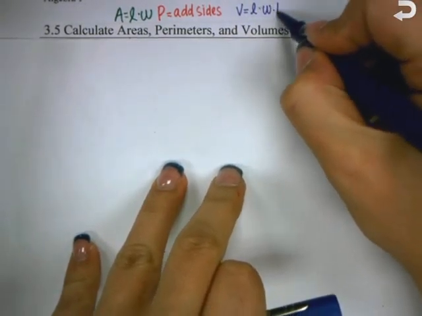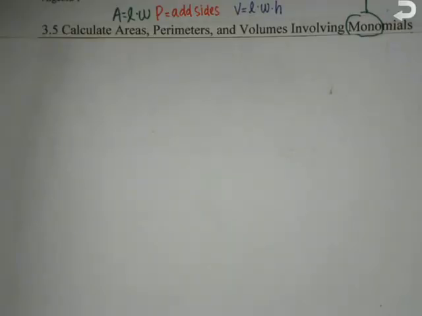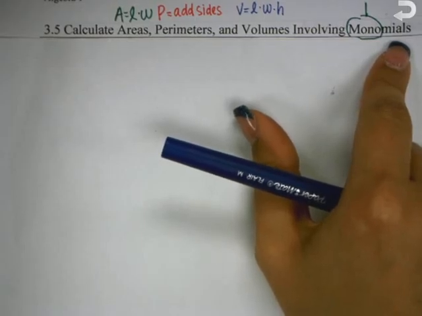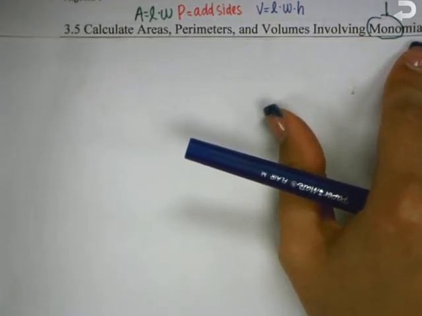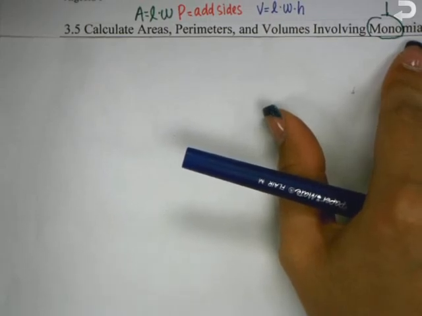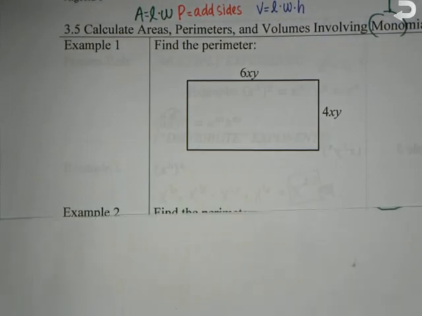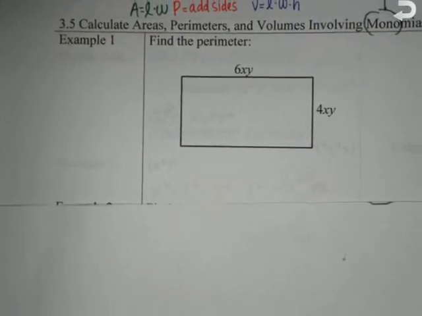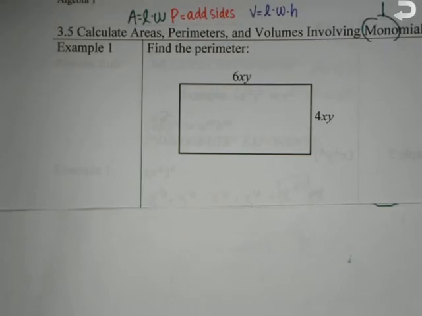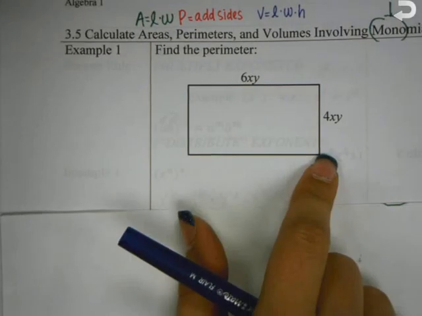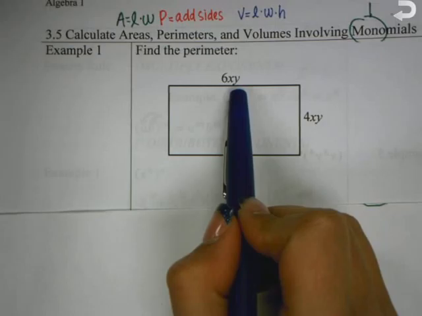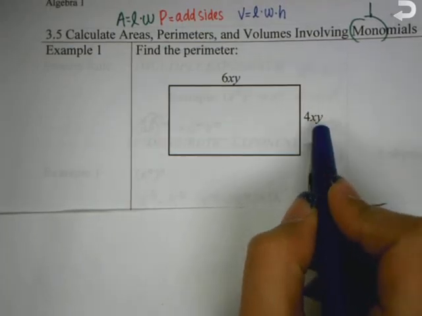Very good. So we're going to use these formulas that we already know and apply them to examples that have monomials. So we're not just going to have numbers anymore. We're going to have monomials. And we've already kind of started this, right? We've done a couple problems. So we're going to do a quick review because we had one like this on the quiz. Find the perimeter of a rectangle. One length is 6xy and the width is 4xy.